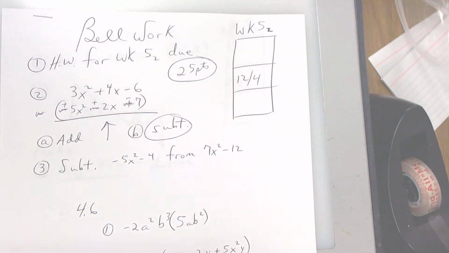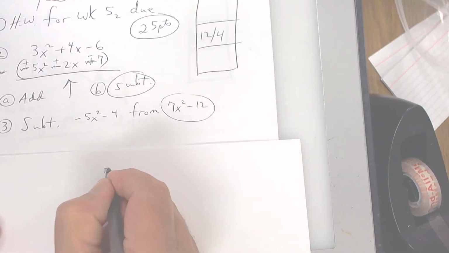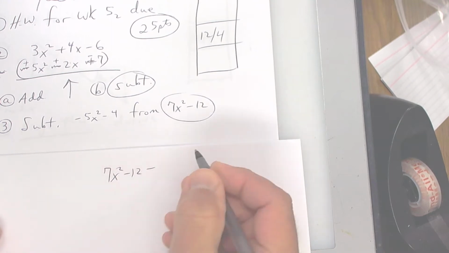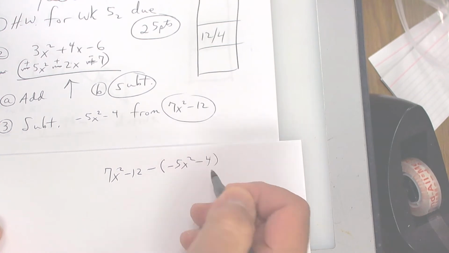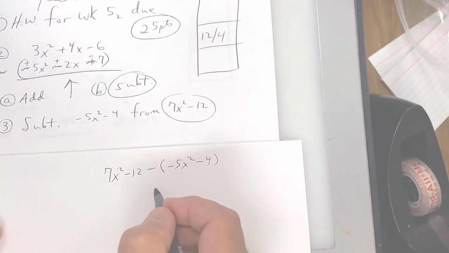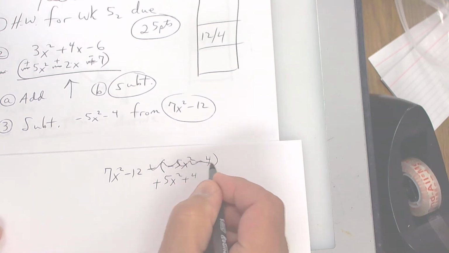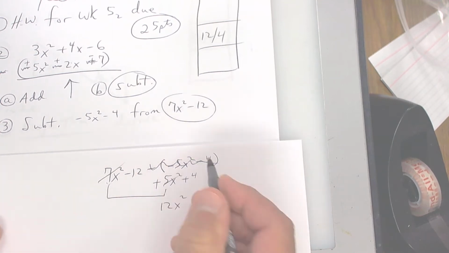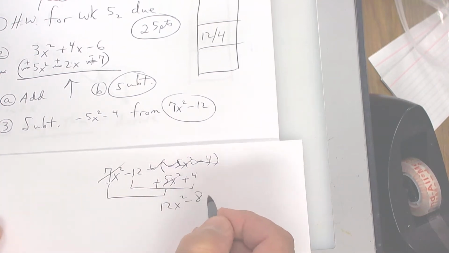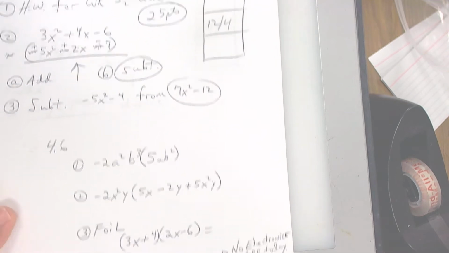Anyway, this one says subtract this from this. So you take the second part minus the first part. Okay? So what you're going to end up with is a plus and a plus. So this and this is going to give you 12x squared, and then this and this is going to give you a negative 8. Make sure you understand that. You're subtracting this one from that one. It's kind of weird, but that's the way it is.